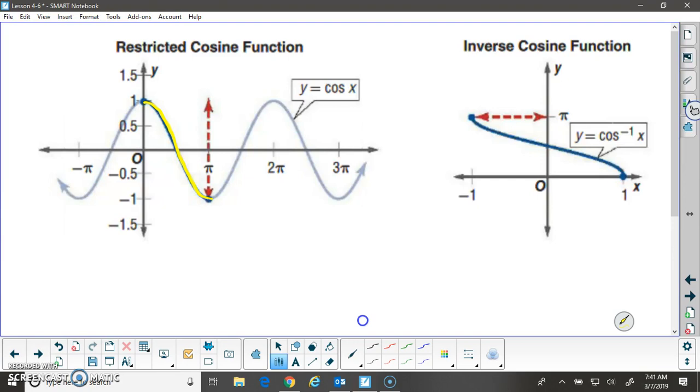And if you take coordinate points such as 0, 1 and switch the coordinates, you get 1, 0. If you take the coordinate point right here, which is half pi comma 0, switch that, you get 0 half pi. And if you take this coordinate point, which is pi negative 1, switch the coordinates, you get negative 1 pi right here. So the picture on the right represents a cosine inverse graph.